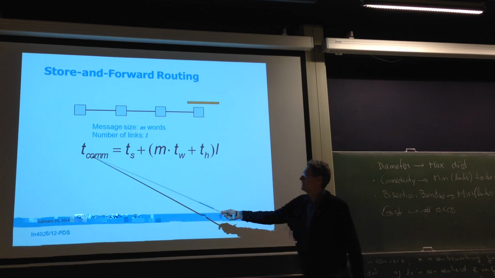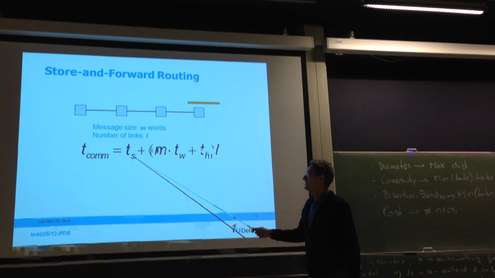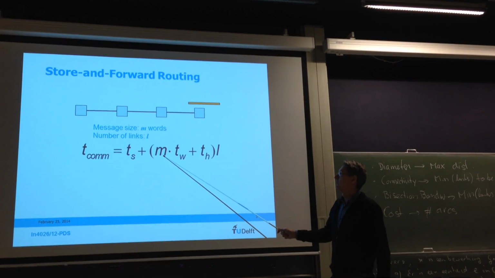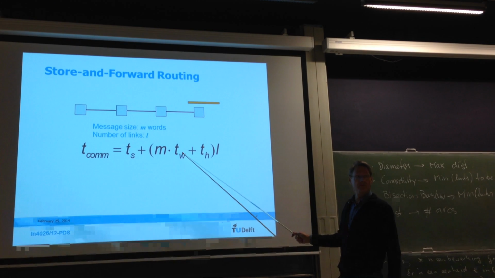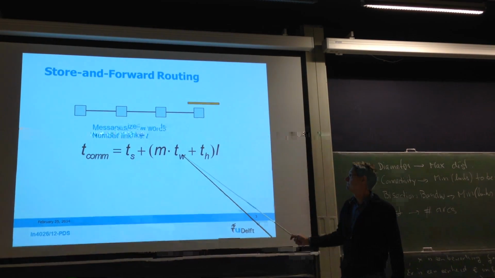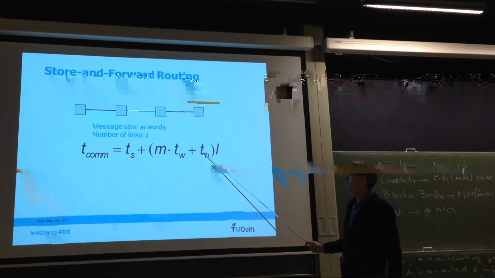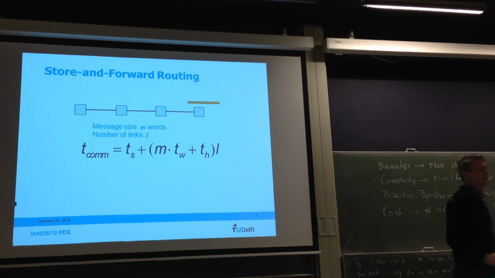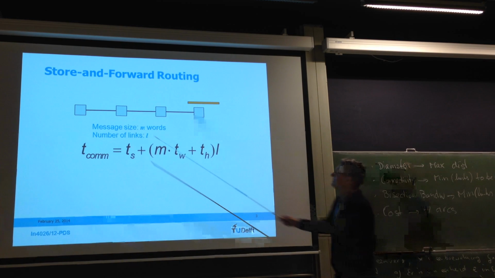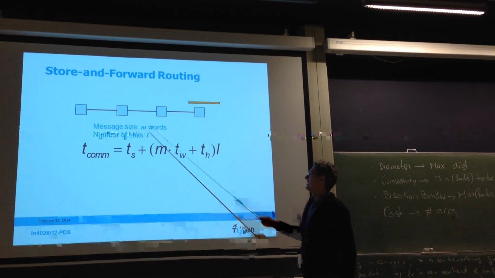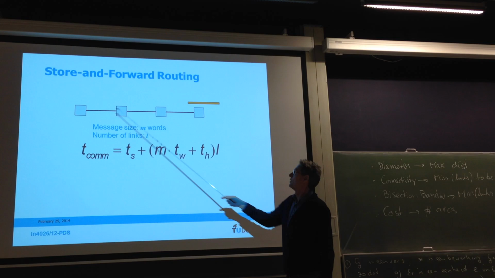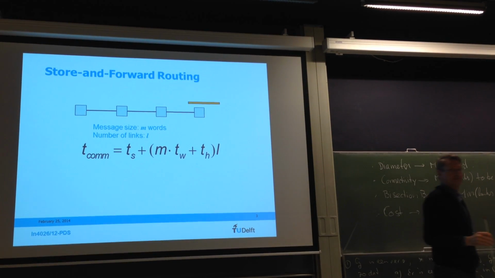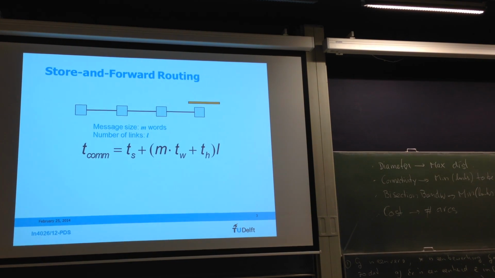The communication time is the startup time plus the number of words times the time to transfer one word, plus the hop time, all times the number of links I have to pass. Because every time I have to pass m times TW words from one place to the other. Do we see that? So this is a simple one.